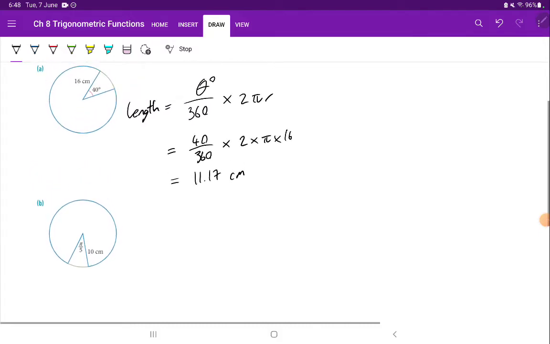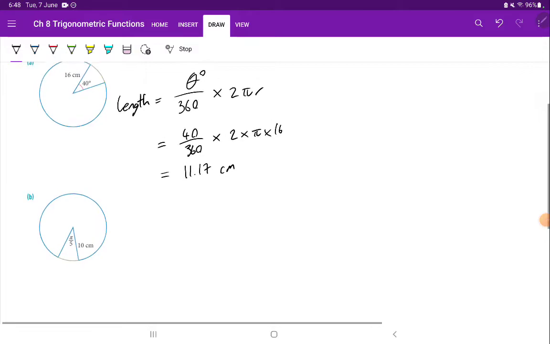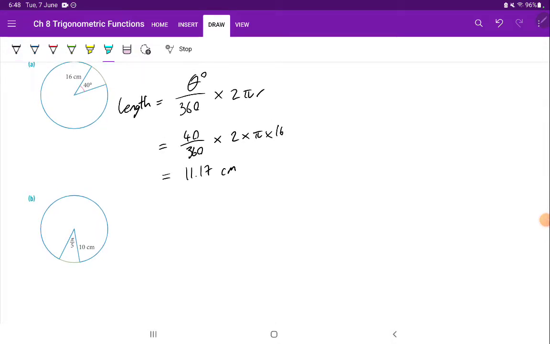The second question asks us to do the same thing, but in radians. Well, we have to think about what we did over here for degrees. For degrees, we divided by 360. Why? Because there are 360 degrees in a circle. For radians, there aren't 360 degrees, there are 2 pi. So the length is going to be 2 pi r times how much? The angle, theta radians, over 2 pi.